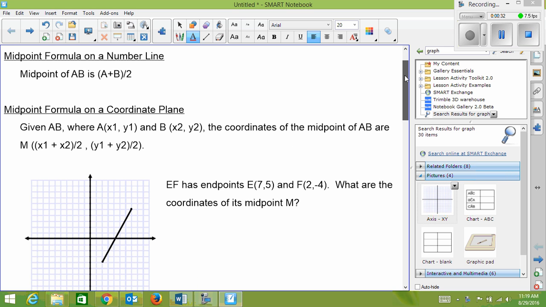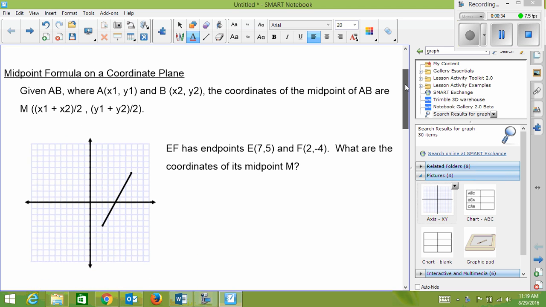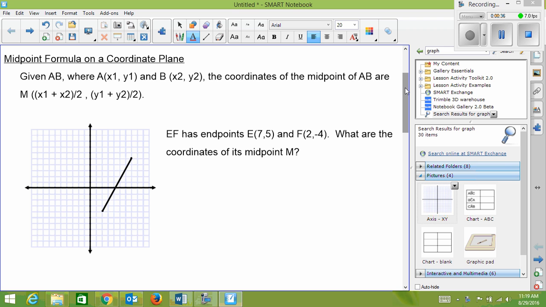There's a little more to it when you get to the coordinate plane. So the midpoint formula on a coordinate plane, given that AB, where A is x1, y1, and B is x2, y2, so just the 2 points on the plane, the coordinates of the midpoint of AB are, we'll call it M. You take x1 plus x2 and you divide it by 2. And then for y, you take y1 plus y2 and divide that by 2. And that will be your midpoint.